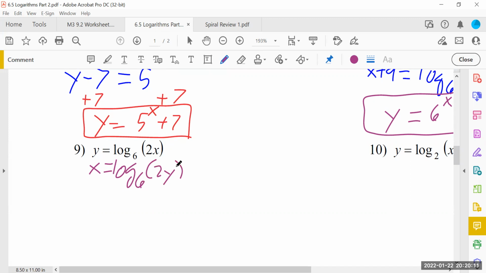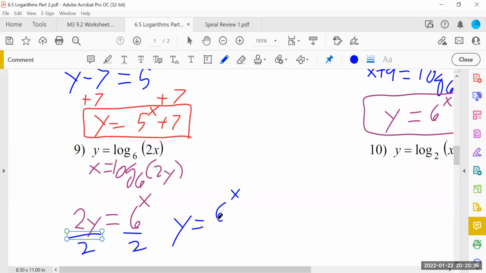If you get to the point where you know that is the first step, and you can go ahead and switch straight to 6 to the x power is equal to 2y, you are welcome to do that if you skip that middle step of actually switching the x's and y's. But if it helps you, keep doing it. So now last step for this one, divide both sides by 2. Y is equal to 6 to the x power divided by 2. That didn't work. Let's get that 2 on there. There we go.